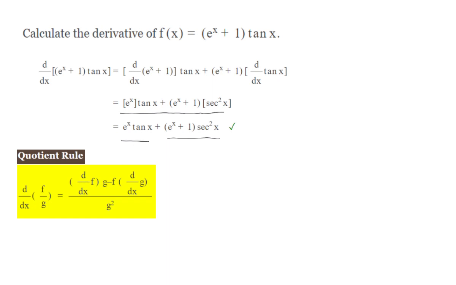Now let's look at the quotient rule. The quotient rule: derivative of f by g is equal to derivative of f into g minus f into derivative of g, divided by g square. You can also study it like this. Derivative of numerator by denominator is equal to denominator into derivative of numerator minus numerator into derivative of denominator, by denominator square.